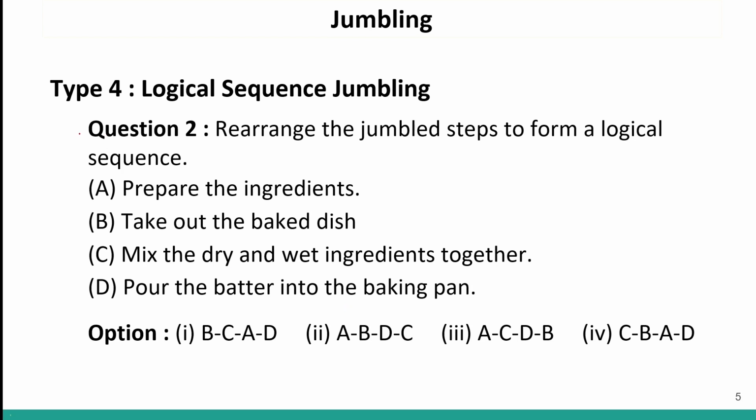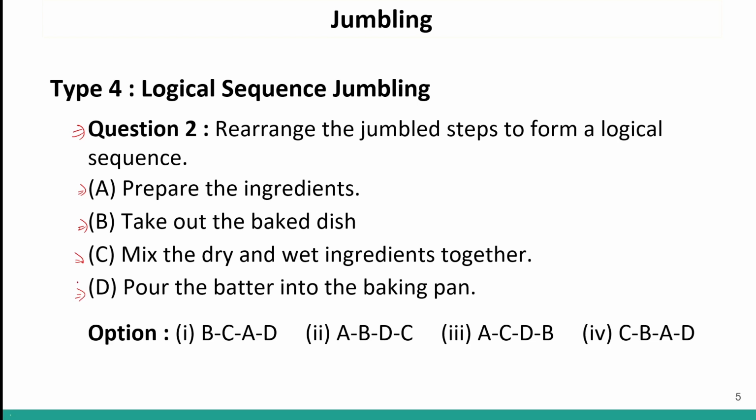Now, question number 2. Rearrange the jumbled steps to form a logical sequence. The first is to prepare the ingredients. So this is related to cooking. Second is take out the baked dish. So we are baking something, okay? C, mix the dry and wet ingredients together and pour the batter into the baking pan.